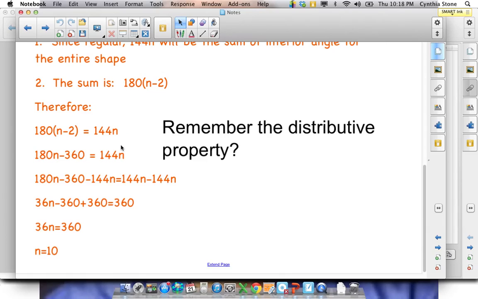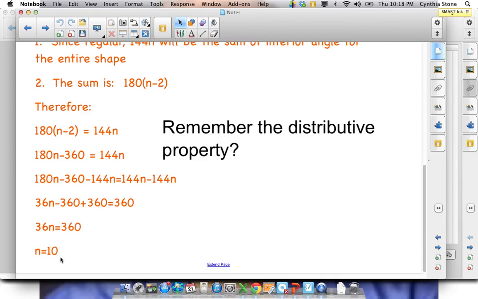If you just follow my train of thought, I did the distributive property right here. I multiplied 180 times n, 180 times negative 2, and I get 180 n minus 360 equals 144 n. I'm just solving for n here, so I'm going to bring all the n's to one side. So I'm subtracting 144 n from each side. And I end up with 180 n minus 144 n is 36 n, so 36 n, then I have this minus 360. I've got to bring it over, so I add it to each side. And step, step, step, n equals 10. That means this is a 10-sided figure.